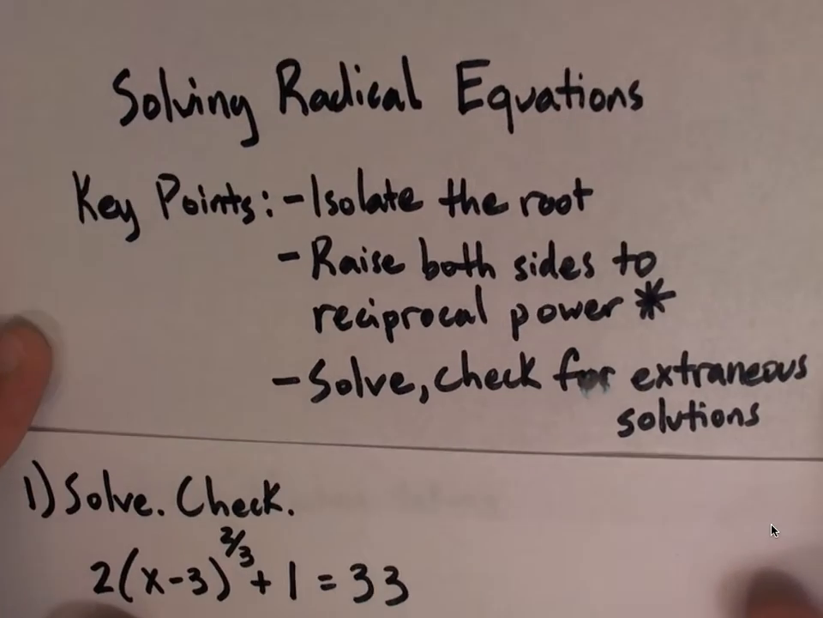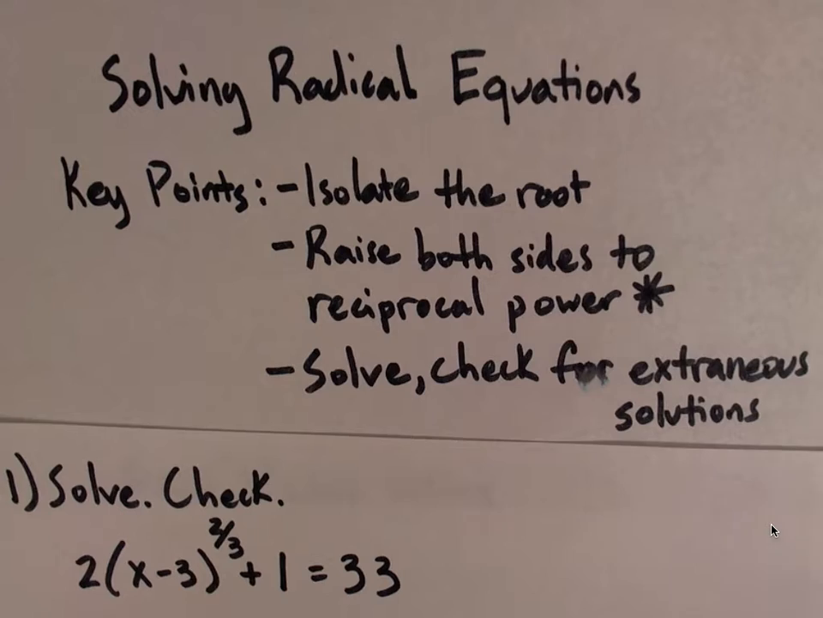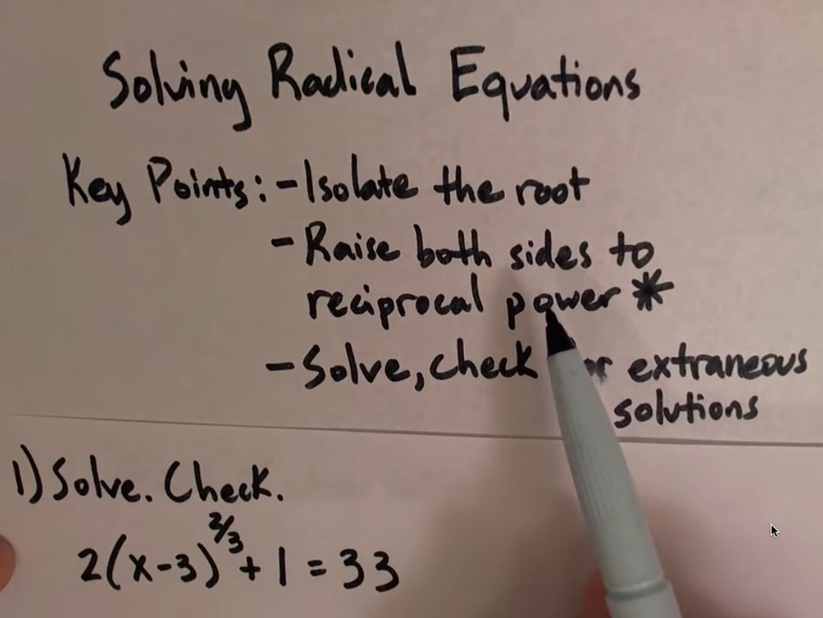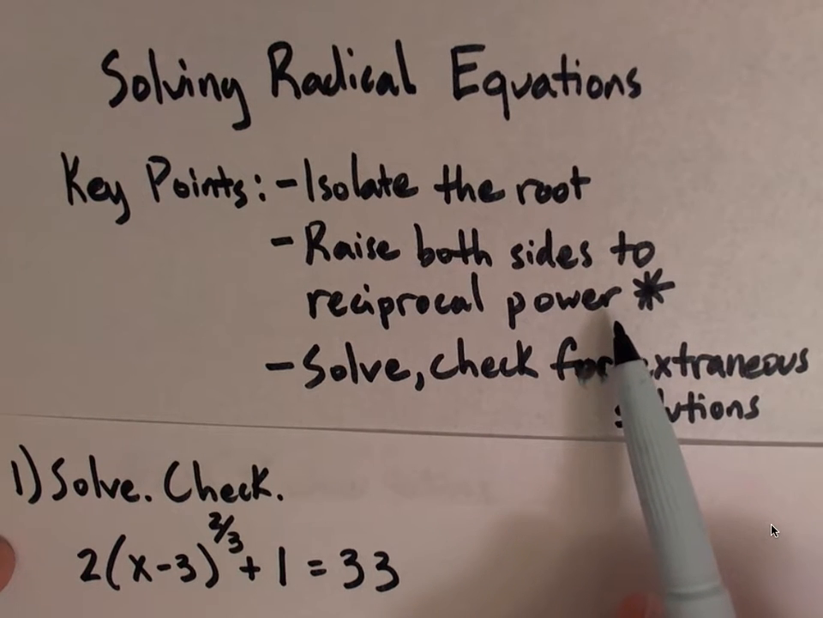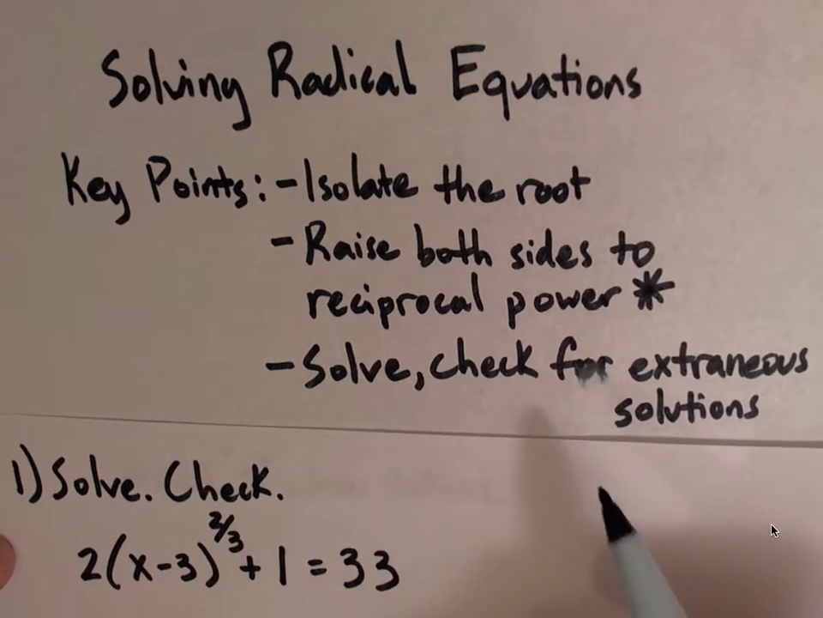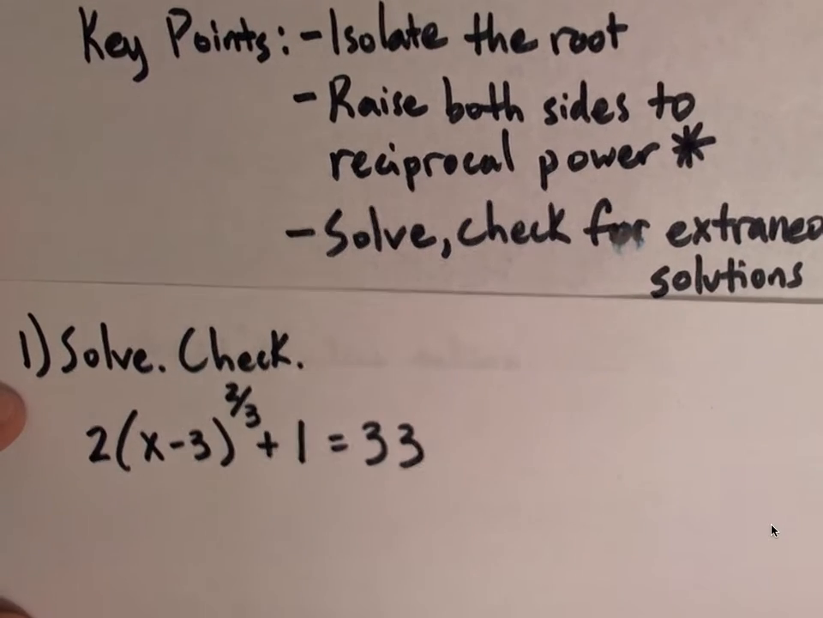All right, so we talked last time about solving radical equations, so we're actually going to try a few now. Remember the key points: you want to isolate the root, raise both sides to the reciprocal power, be careful for roots, like taking a square root or a fourth root, add plus or minus, and then solve, check for extraneous solutions. So let's try number one, solve and check.